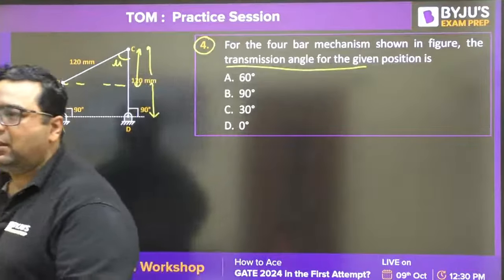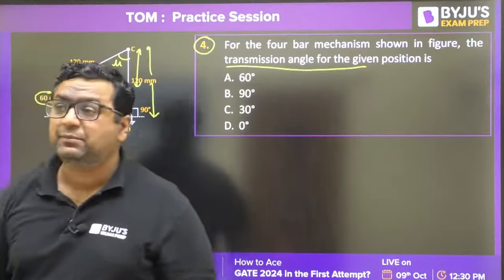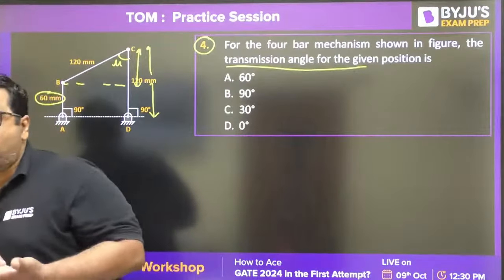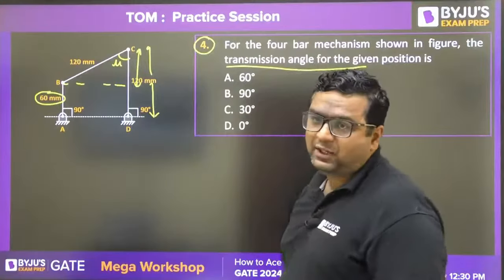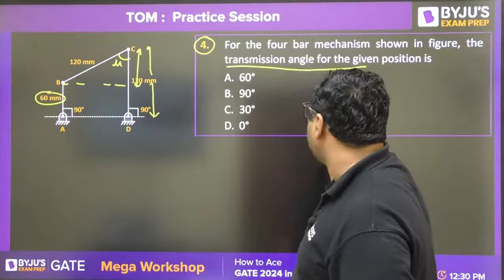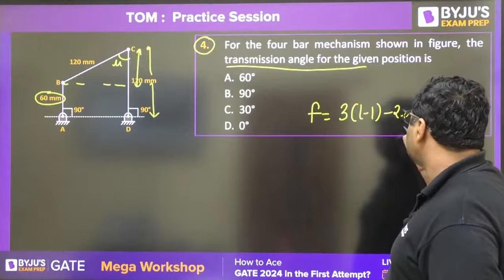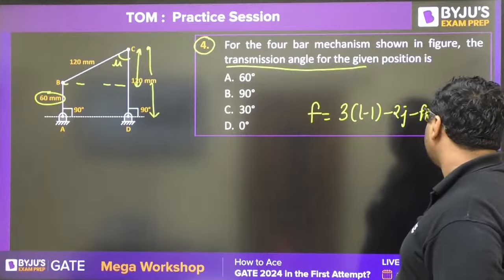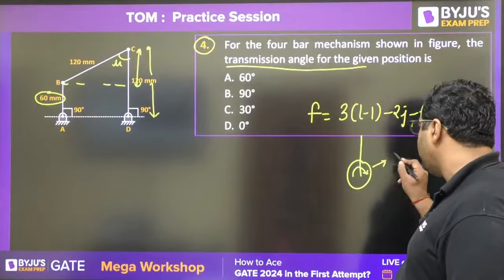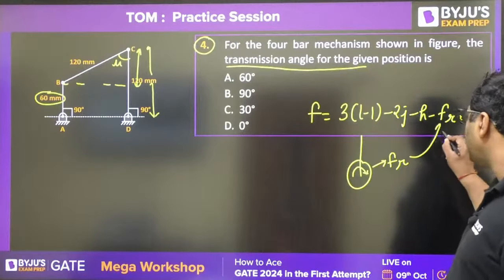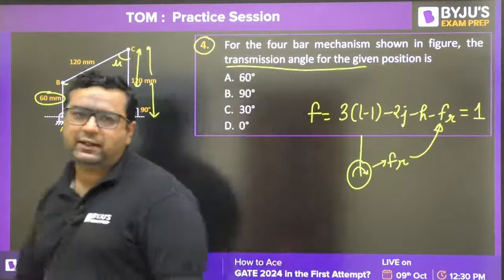Sir, for the roller follower, the roller is also rotating. Yes, but that is not counted as a degree of freedom. That is redundant degree of motion. Remember that we derived the formula F equals 3 into (L minus 1) minus 2J minus H minus FR. So when you take the roller follower, the motion of the roller is nothing but the redundant motion. That will be subtracted, and then only the answer will come out to be 1. We have done it in great detail.